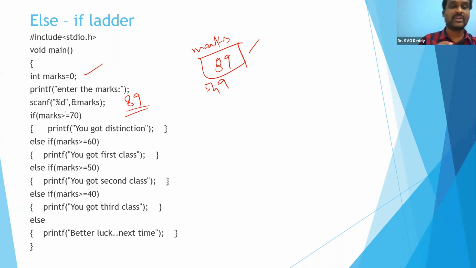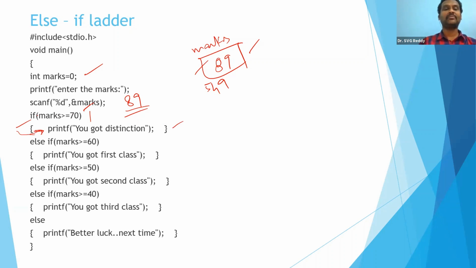Now listen. Some good clauses are there. Good conditions are there. If marks is 89, if 89 is greater than 70, yes, it is greater than. You got distinction. So this is true now. Marks 89 is greater than 70. That is true, so it will go to the true block. That is printf. So this is the true block.